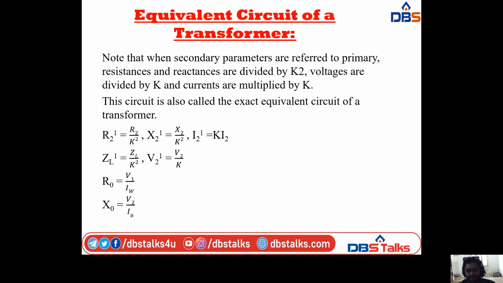And next R0. So R0 is the no load effective loss component, that is R0 is equal to V1 by IW. You know already from Ohm's law, R is equal to V by I. So in this one I am taking R0 equal to V1 by IW. This IW is the working component and X0 is equal to V2 by I mu. So here I mu is the magnetizing component. So V2 is the secondary voltage. So R0 is equal to V1 by IW and X0 is equal to V2 by I mu.